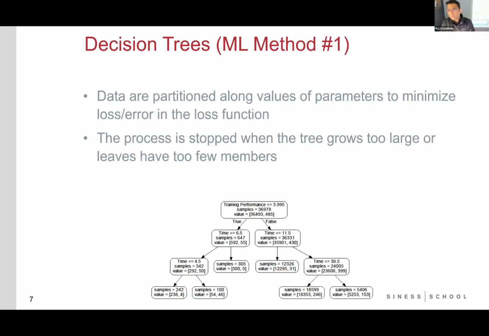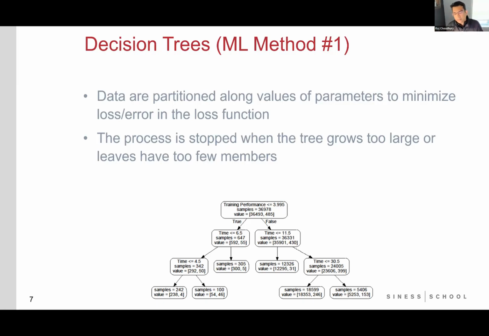So the first algorithm I'll talk about is decision trees. Let's see where we are. We are working with a training data set. We're trying to develop a model that predicts the probability of turnover. That's the example I'm working with. And what the decision tree algorithm does is it iteratively partitions the data set using a combination of variables where the loss function is minimized across the two partitions.